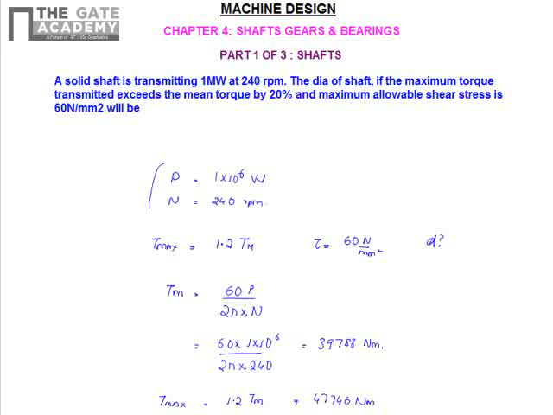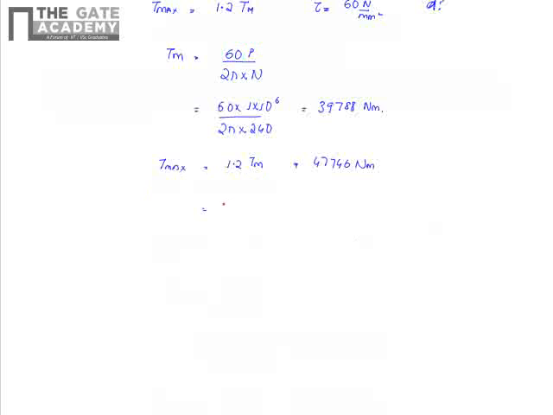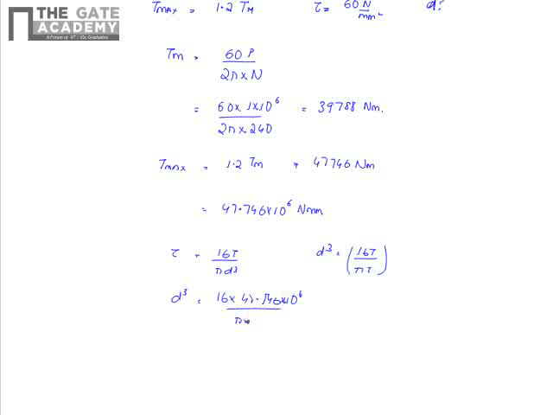We will work in the units of Newton millimeter. So this will become 47.746 into 10 power 6 Newton millimeter. This is the maximum torque, and we know that the maximum shear stress is given by 16 T by pi d cube. Therefore, d cube is equal to 16 T by pi into tau. Therefore, what will be d cube? D cube will be 16 into 47.746 into 10 power 6 divided by pi into tau, which is given as 60 Newton per mm square.